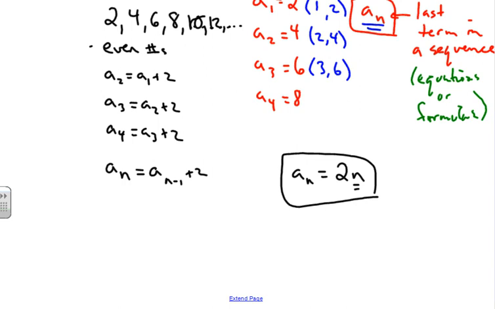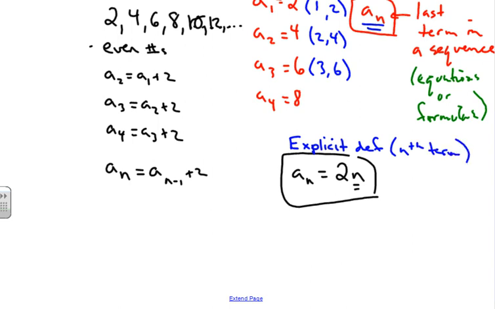That's my nth term, which is also known as an explicit definition. So this is what's known as an explicit definition, or nth term.